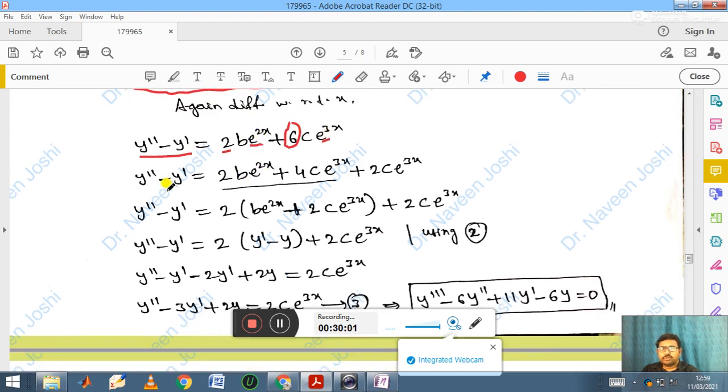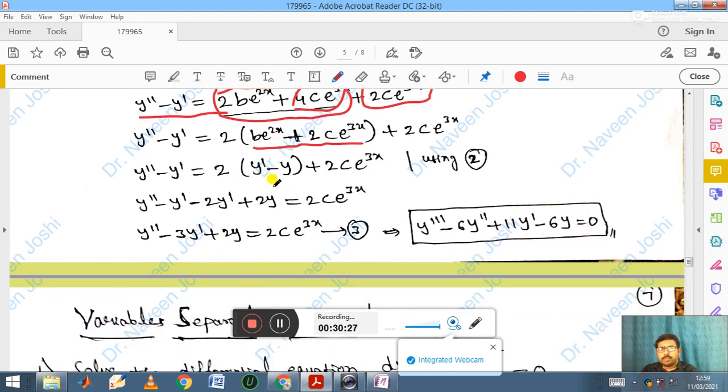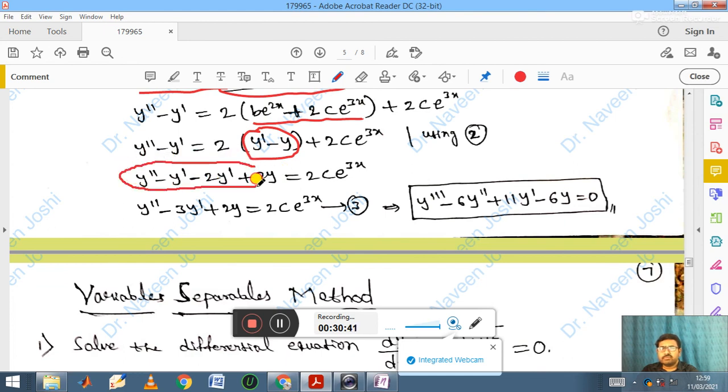Then go for simplification. Y double dash minus y equals 2b e power 2x. This 6 into e power 3x, you are splitting this as 4 into c e power 3x plus 2 into c e power 3x. Then in between these two terms, if you take 2 common, then it leads to b e power 2x plus 2c e power 3x. Then in the next step, by using equation 2, in place of b e power 2x plus 2c e power 3x, you can write y dash minus y. That is your first derivative value. Then if you go for simplification, you are getting this differential equation.